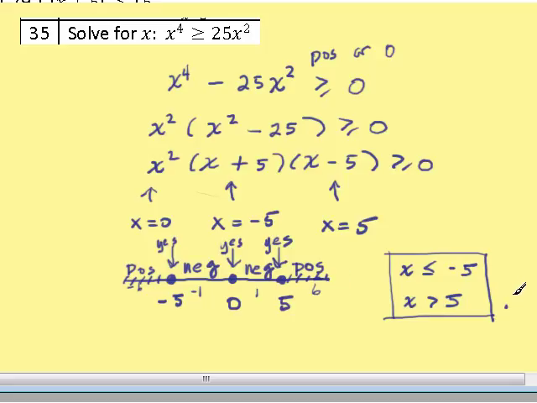Okay, and of course there's one other point we have to include. This does not include this 0. Notice I marked this with a yes. Okay, so we have one more point to include, x equals 0. Let's not forget about that. All right, so here's the final solution.